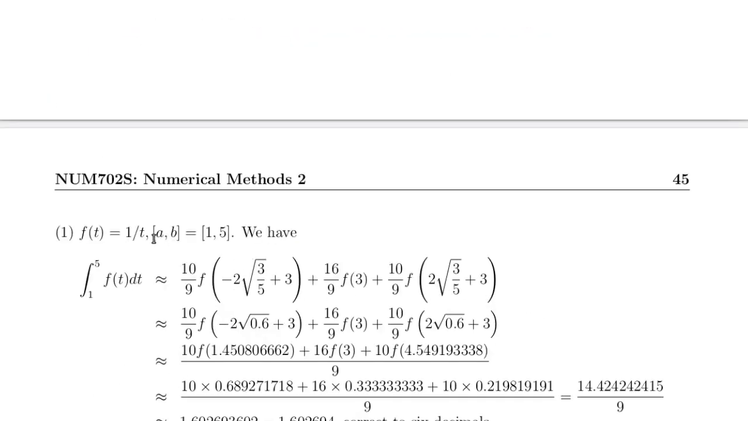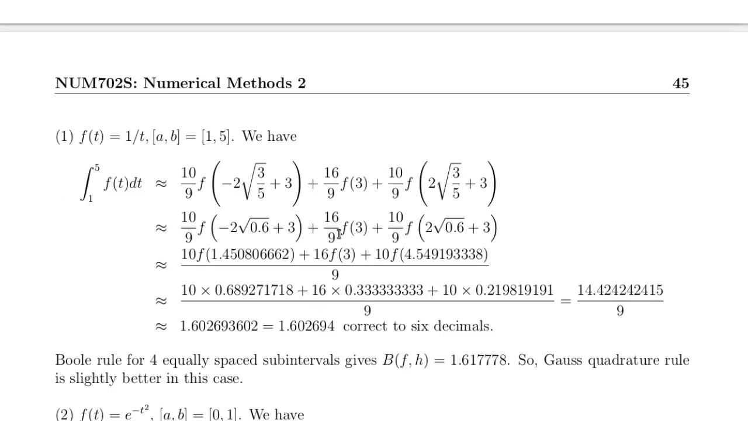Since you know the function is 1 by t, if we simplify this, we obtain this second row. And then if you use the same denominator, which is 9, then the numerator will be 10 times the evaluation of f at that point, 16 times f at 3, 10 times f at that point, divided by 9. Since f will be the reciprocal of the argument, we just take 1 by 3, 1 by that, and we multiply by the factors. And we obtain this result, which accurate to 6 decimals gives us this result.